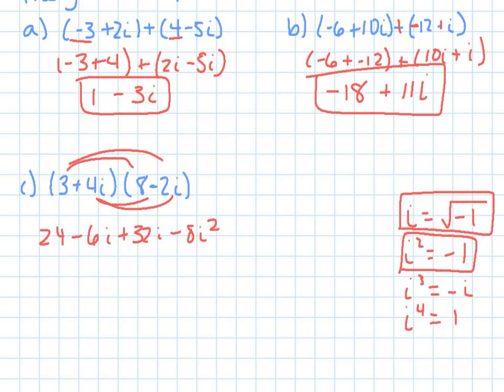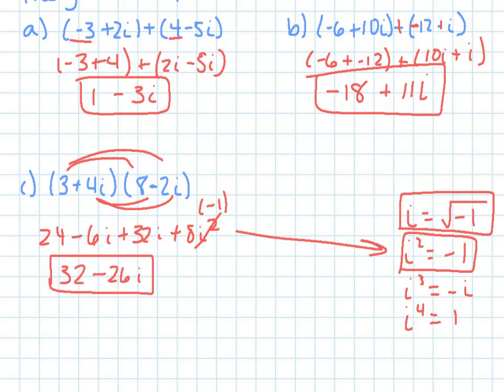Remember that because i squared is negative 1, what I like to do is cross out the i squared and change the sign of the value that is in front of your i squared. So now it becomes positive 8, because it's like saying negative 8 times negative 1 would get you a positive 8. So 24 plus 8 gets you 32, and then negative 6i plus 32i gets you a positive 26i. Or sorry, positive 26i.